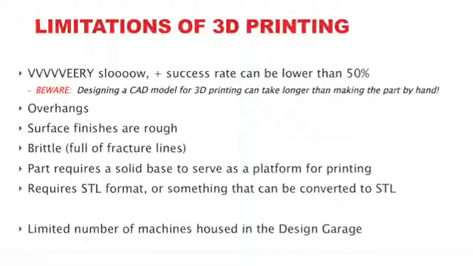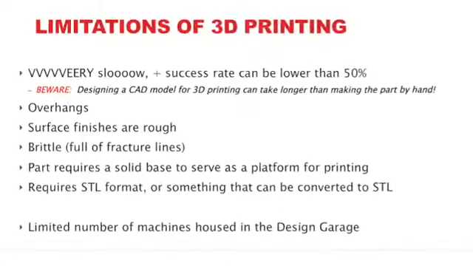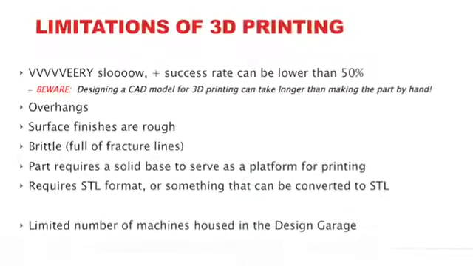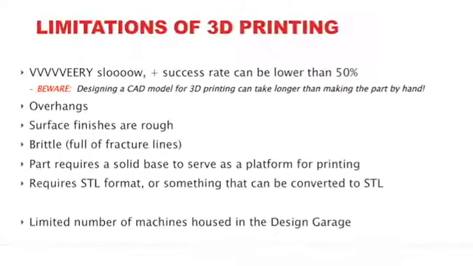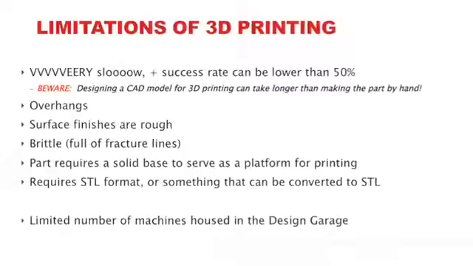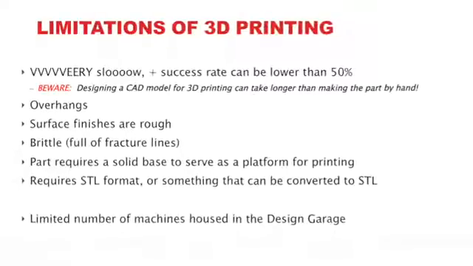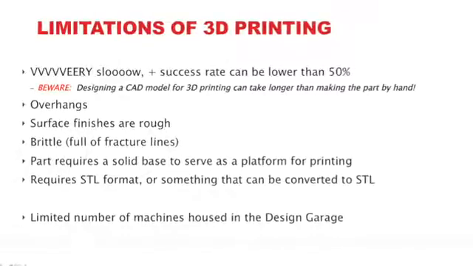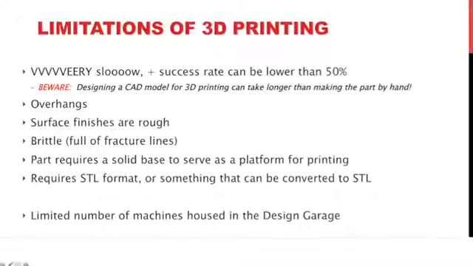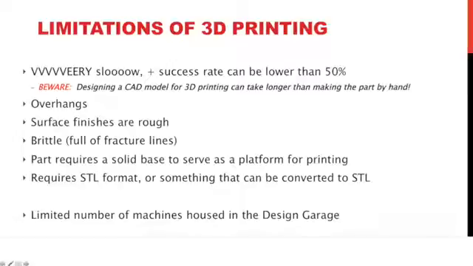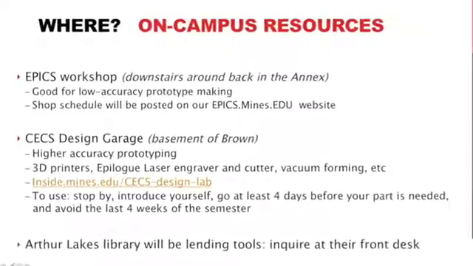The part requires a solid base to serve as a platform for printing on. If it's a circle or a sphere, that's not enough of a base to print from. It requires an STL format, or a file that can be converted to STL. Another limitation of 3D printing is that there's only a limited number housed in the design garage up the hill. Of course, you can go outside of Mines to get it done, but that will also still have some of the same limitations.